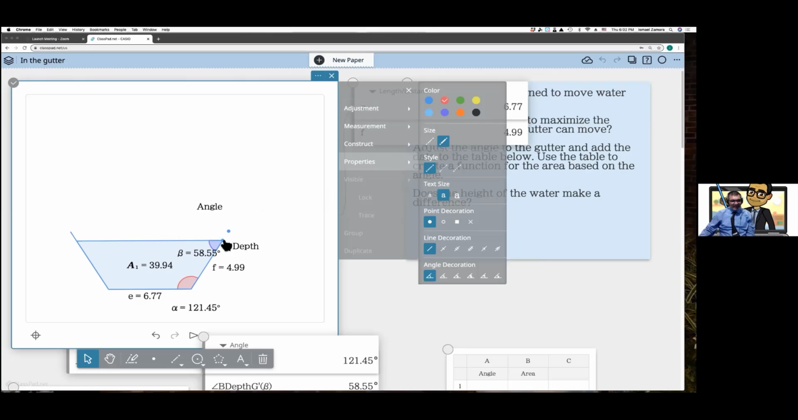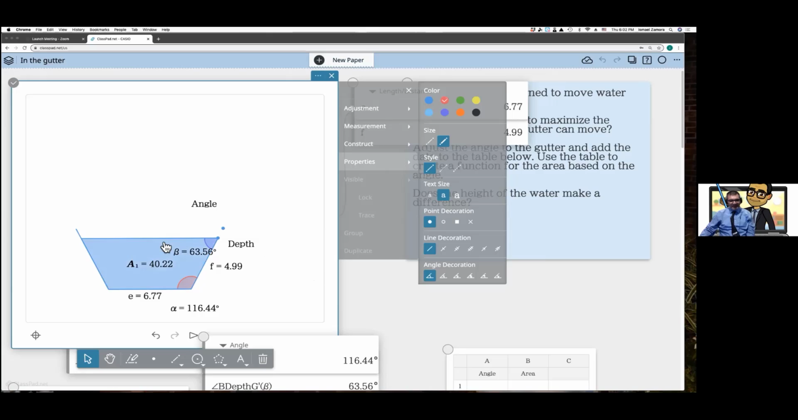So they keep an eye on the area, which is right in the middle. And when they think they have a maximum, they'll stop. So it looks like the maximum is, and again, you're eyeballing it, so it's right around there. Angle there is 63.